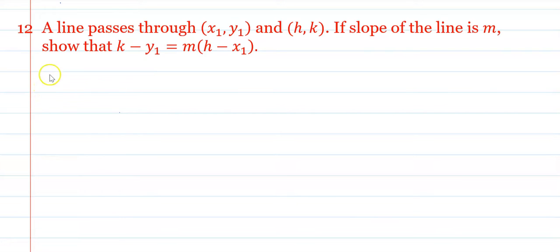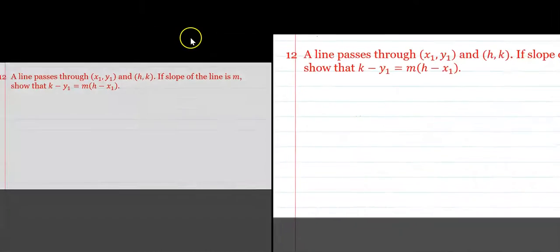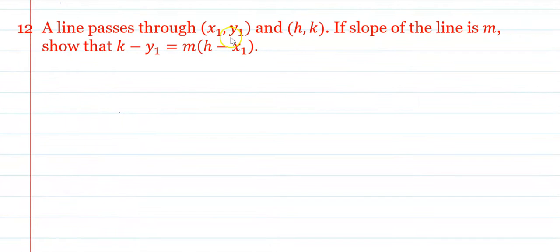Now the next question. A line passes through (x1, y1) and (h, k). If the slope of the line is m, show that k minus y1 is equal to m times (h minus x1). It's a very easy question. Now the solution.